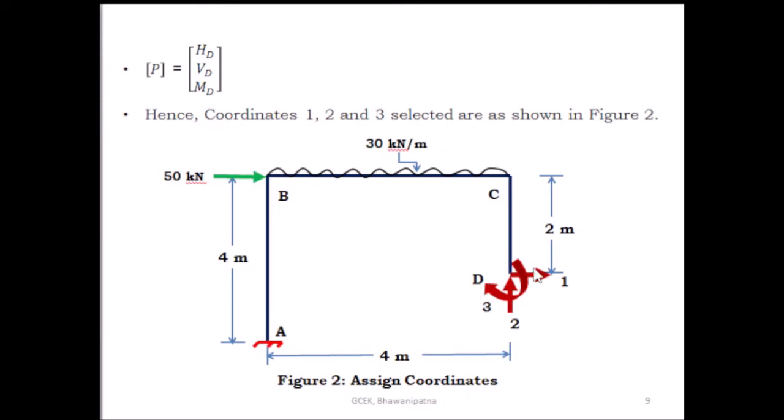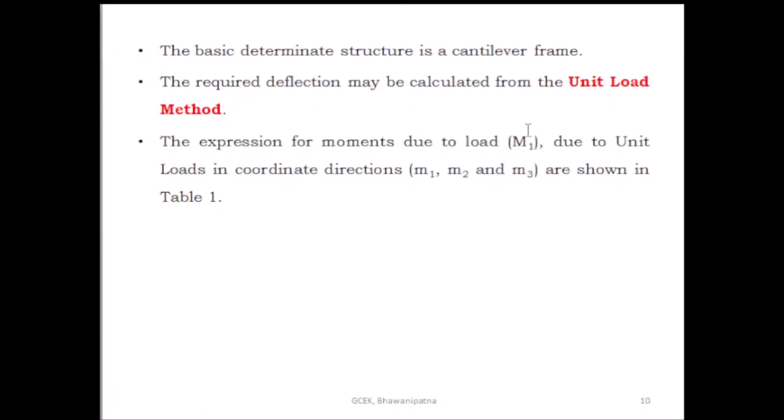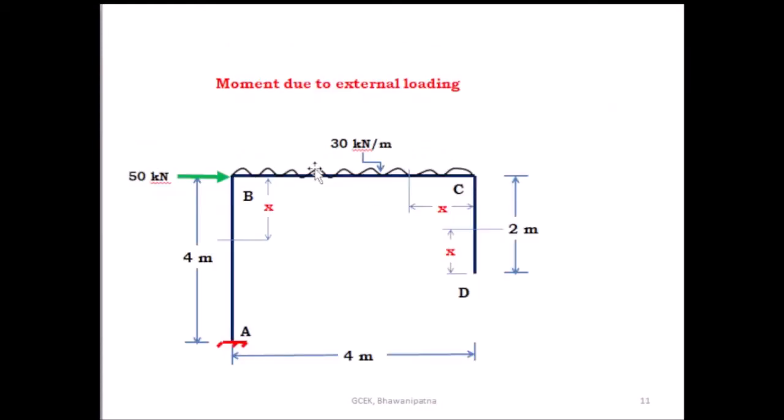Then by applying the unit moment in coordinate direction 3, you have to find out the moment in each span, CD, CB, and AB. So due to external loading, take the moment capital M1, and due to unit loads in coordinate direction, take M1, M2, M3. So first, the moment due to external loading.